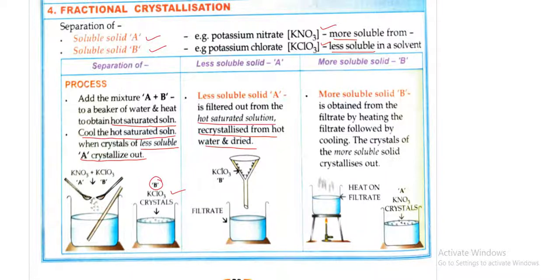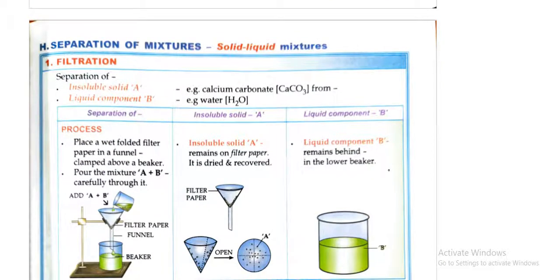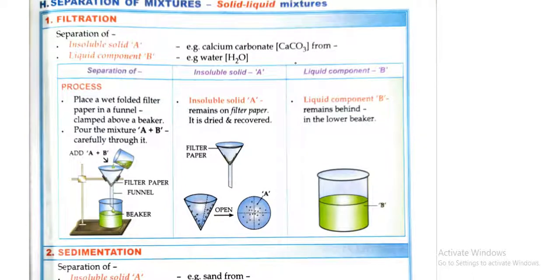So the less soluble will be filtered out from it. So first we will get the A crystals, we will separate it by using a filter, and then again we will heat it to make a saturated solution, and then again we will cool it. So we will get the B crystals also, which is more soluble. So like that we can separate both the crystals. Next we will see separation of a mixture, that is a solid-liquid mixture.